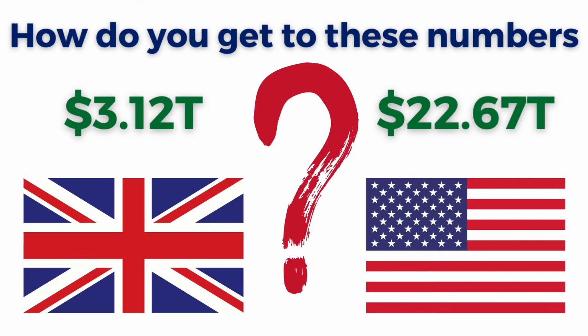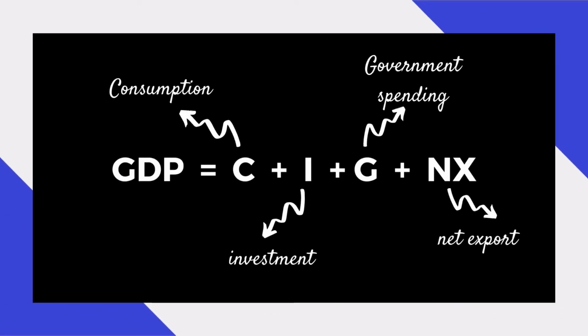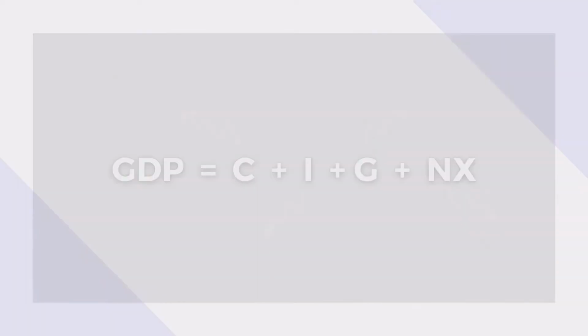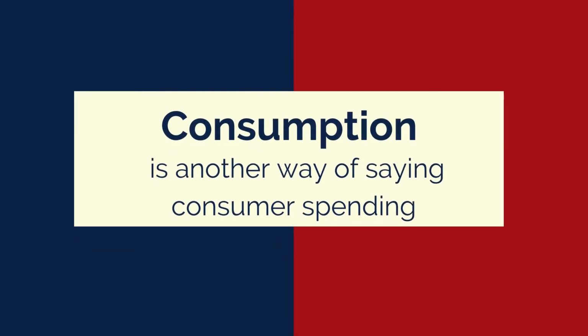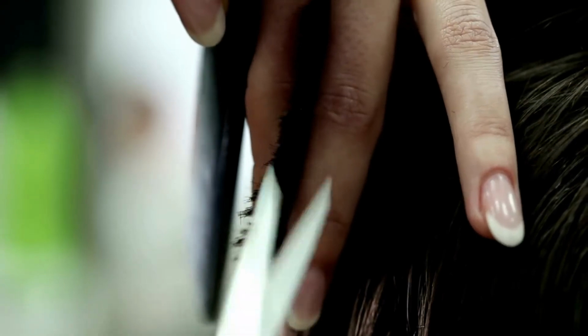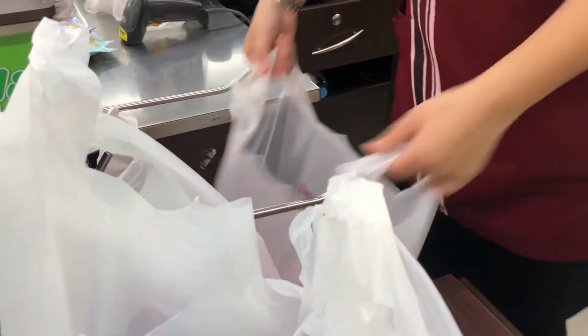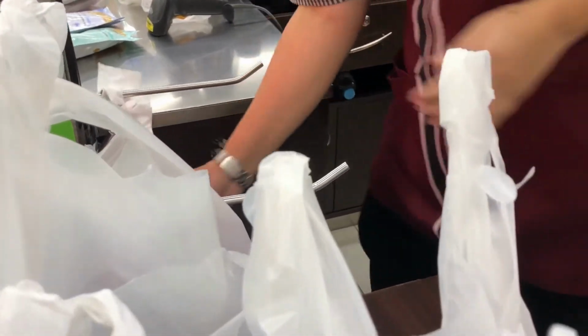How do you get to these numbers? Well, you can calculate GDP in a few different ways, but the most commonly used equation goes like this: consumption plus investment plus government spending plus net exports equals GDP. Let's break that down. Consumption is another way of saying consumer spending. It's the money you or I spend on physical goods, like coffee, and on services, like a haircut. In many developed economies like the UK or the US, consumer spending makes up more than half of a country's GDP.